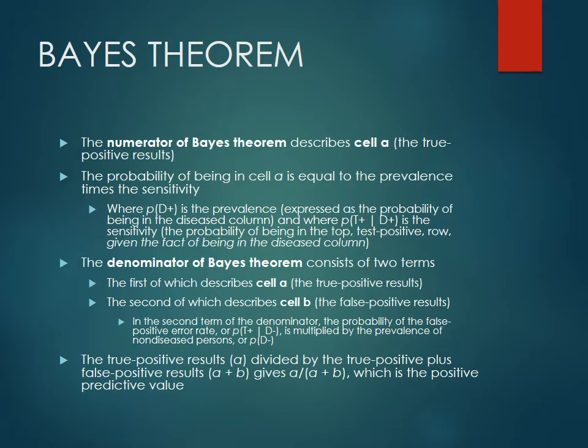The denominator is going to consist of, first, what's being described in cell A, those true positive results, and then the second of which is going to be describing the false positive results. And so basically, that's going to be the true positive results divided by the true positive plus the false positive, which is going to give you this value here as A divided by A plus B, and basically that's going to be the positive predictive value.